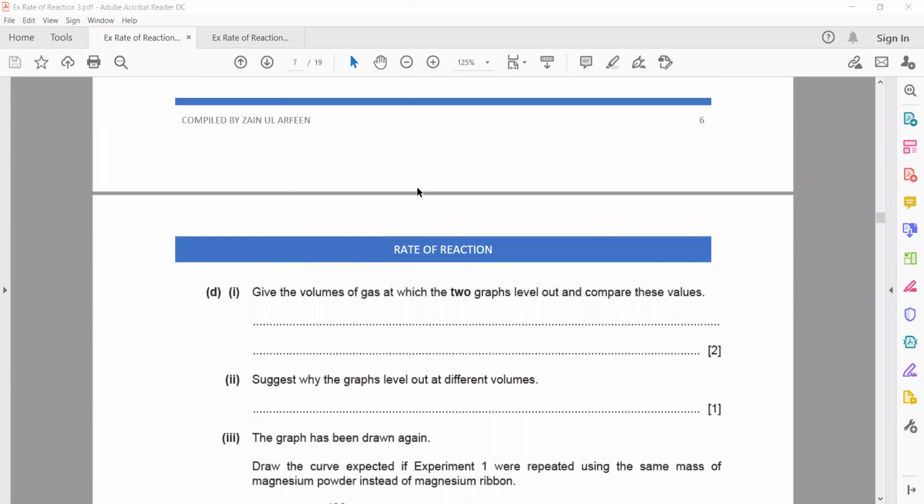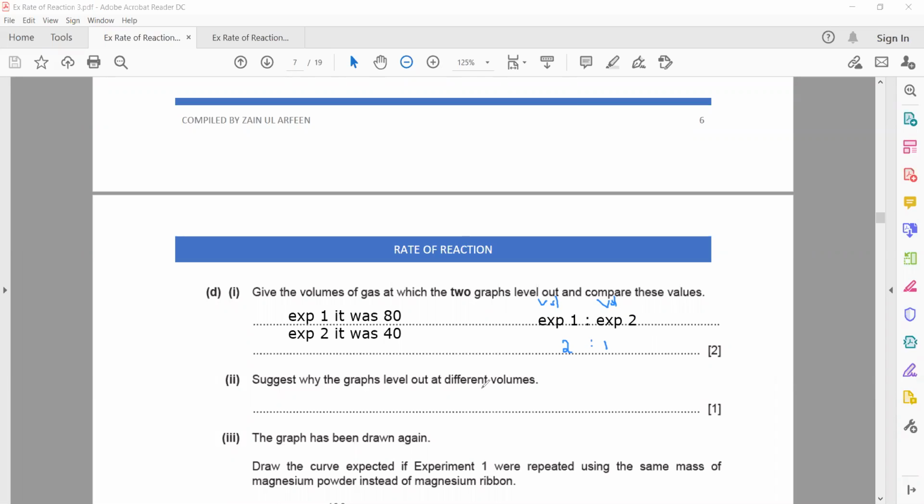Give the volume of gas from these two graphs. Experiment 1 was 80. Experiment 2 was 40. And what is the ratio of experiment 1 to experiment 2? So 80 and 40, when you take the simplest ratio, is 2:1. So the volume of gas in experiment 1 is twice that of experiment 2. So the ratio is 2:1.